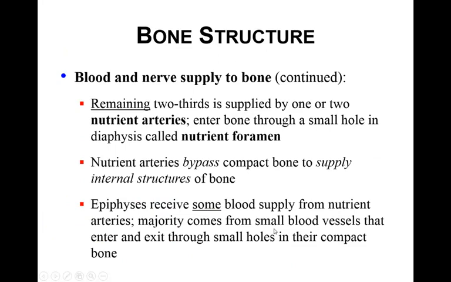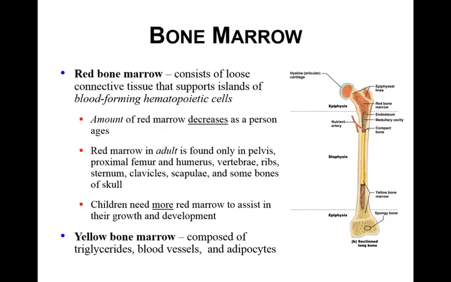Okay, the blood and nerve supply to the bone. The remaining 2/3 is supplied by a nutrient artery. The nutrient arteries enter through a small hole in the diaphysis, which is called the nutrient foramen. The nutrient arteries bypass the compact bone and they supply the internal parts of the bone. Your epiphysis receives some blood supply from the nutrient arteries, and the majority of that does come from those small blood vessels.